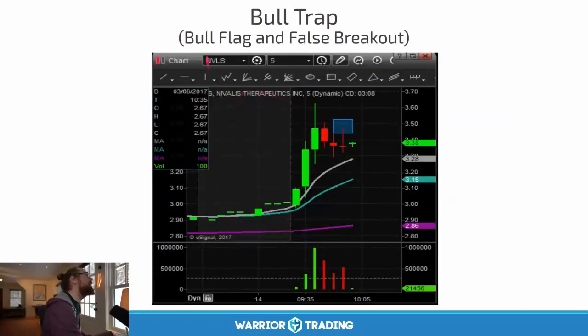Anyways, so NVLS. So we have the squeeze up here from 3 up to 360, the pullback, first candle to make a new high. Once again, false breakout. This one, a little bit of a topping tail up here, but not that bad.